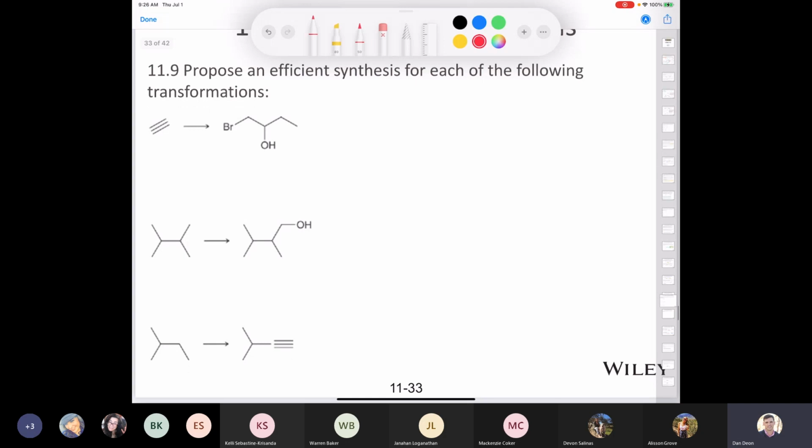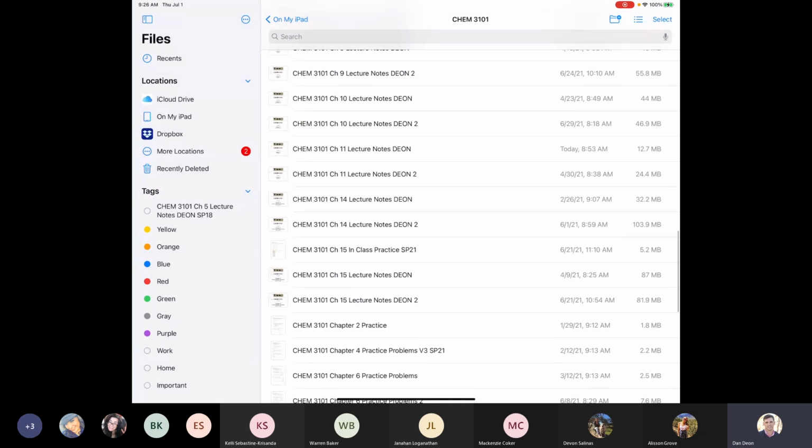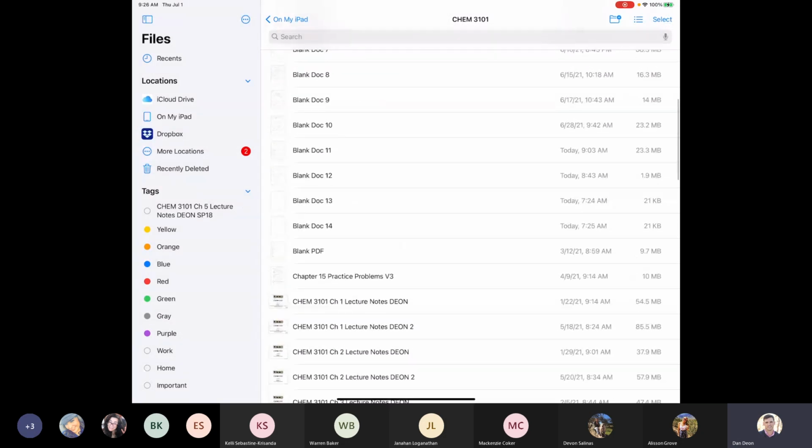This is question 11.9, and we're just asked to propose an efficient synthesis. It's not asking us to propose any kind of retrosynthesis. And so I recommend if you can do the reaction, or if you can solve the problem just by going forward, there's nothing wrong with that at all. But if you want to do it in terms of retrosynthesis, it could be handy. So let's take a look here. I'm going to need a blank document here.